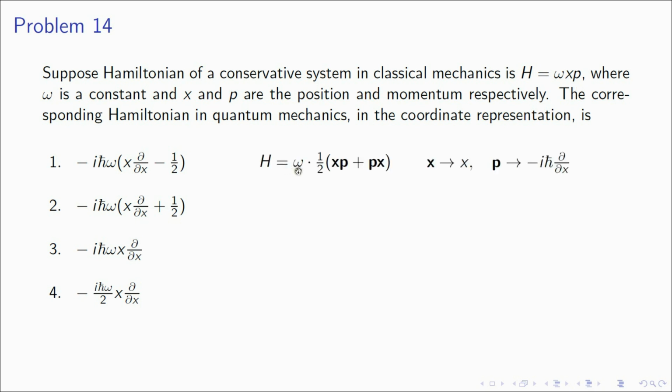So H you can write as x p, but since these operators do not commute, you write the average of xp and px. So you replace this by half of (xp plus px), where x basically will mean multiplying by x and p is minus i h cross del x. So this is the answer. If you just do H psi here, this will be p psi, this will be x psi, and then you evaluate this. So this will be minus i h cross del x, this will be just x into psi, this is just normal multiplication.